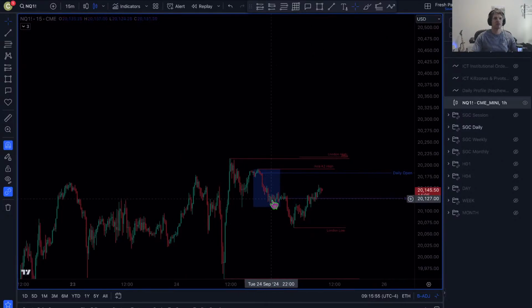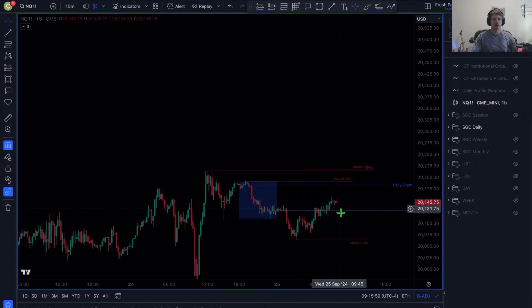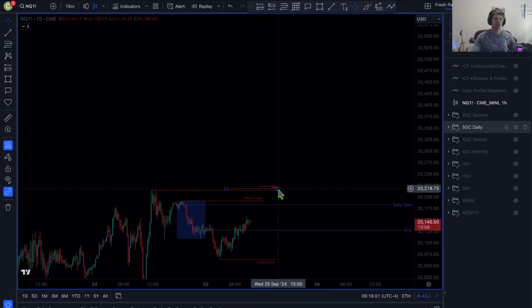So notice that London took out Asia low, and we're getting the reversal off of London, and we're back above the midnight open, which suggests that we're going to attack the highs next.